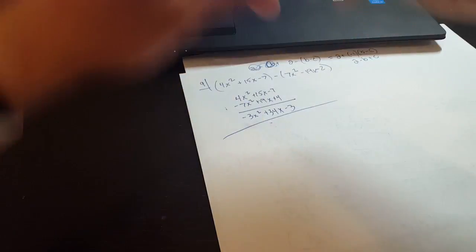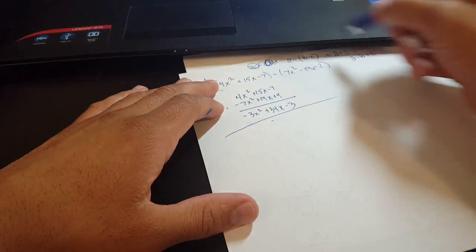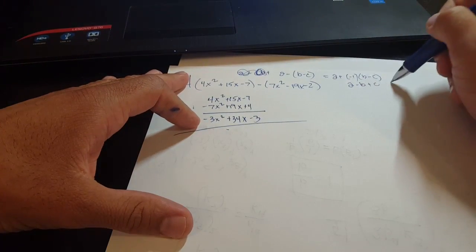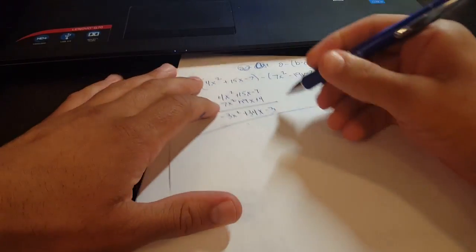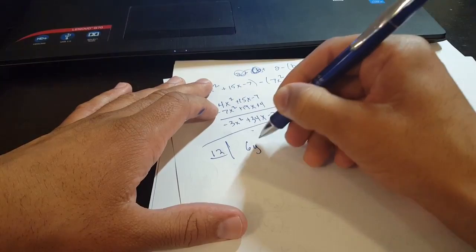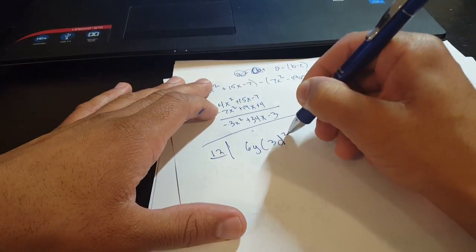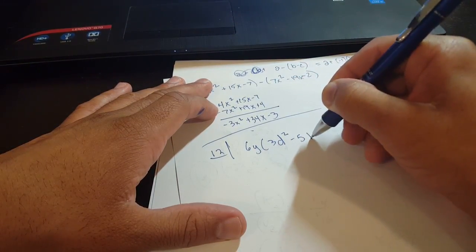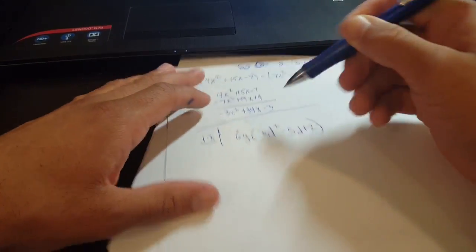Same thing. Let's look at number 12. Same kind of principle, right? That I was talking about here, where we're going to distribute this negative 1. Look at number 12, right? The equation is 6y times 3d squared minus 5d plus 2.